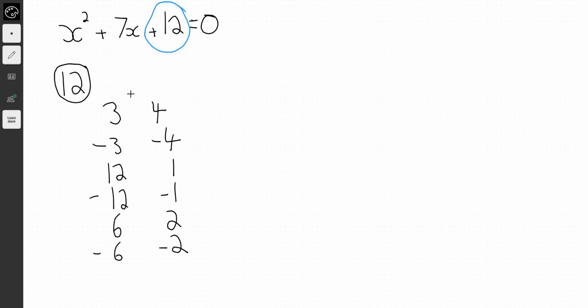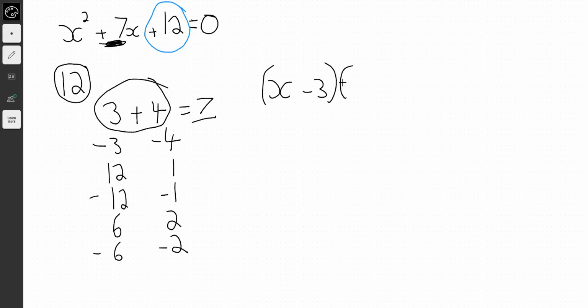So now that we've got our list of factors, once again we need to find the ones that add together to make this number positive 7. So let's have a look. 3 plus 4 is 7. So we found it straight away. So we've got our pair of solutions. So we're going to put those straight into the form x minus 3 times x minus 4. And that is our final factorised form.